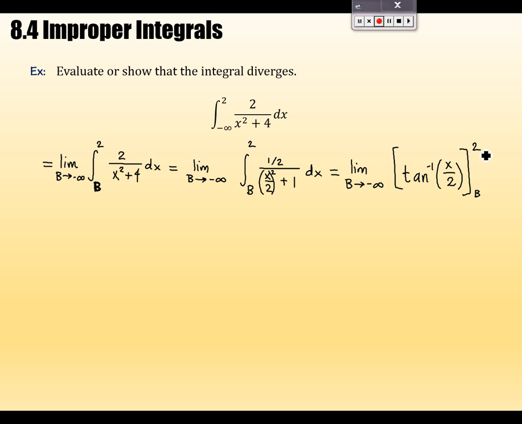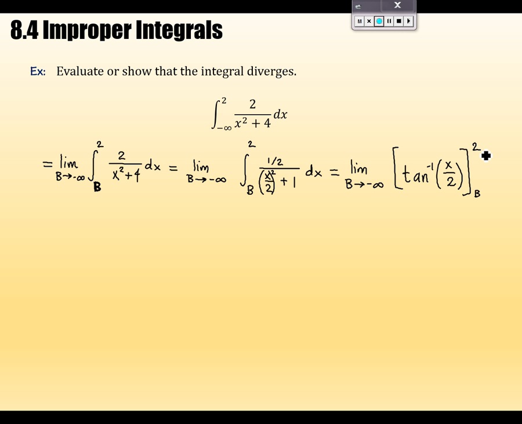Just take the derivative quickly. The derivative of tan inverse is 1 over x over 2 squared plus 1, and then times 1/2 by the chain rule. Does that work? Yeah. What about the 1/2 from the numerator earlier? Actually, we like the fact that it's there.